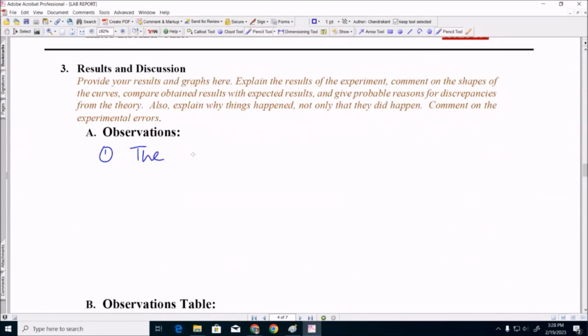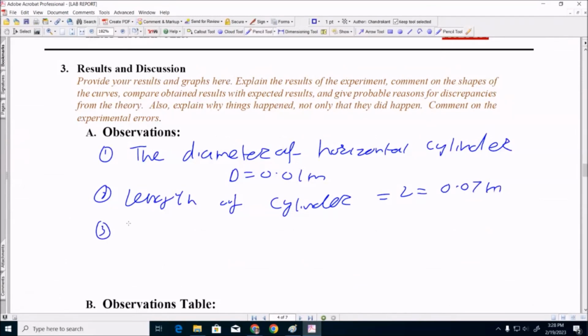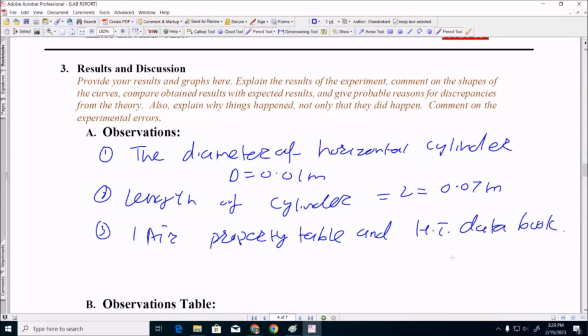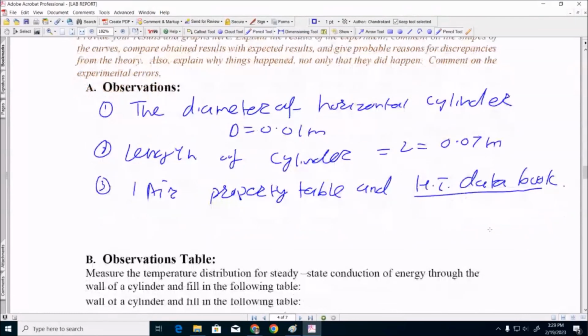Observation: the diameter of the horizontal cylinder, D, is equal to 0.01 meter. Number 2, the length of the cylinder, L, is equal to 0.07 meter. And number 3, the property table as given here, from the heat transfer data book. It is not given, I just attached it at the end of the report, but it is available in the heat transfer data book for further study.